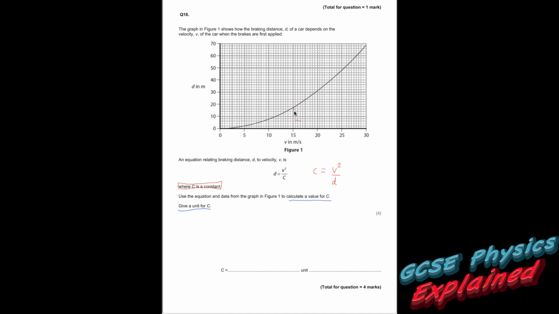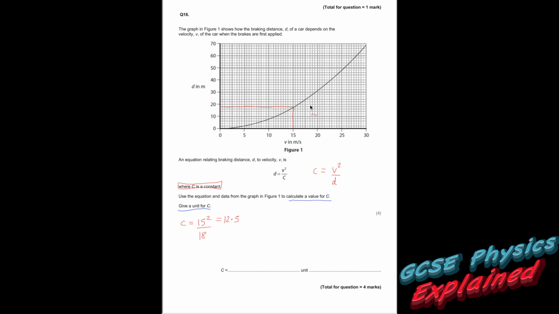Right, we'll take it when v's 15. And I reckon d is 18. So let's see what happens when we do that. So c equals 15 squared, that's our v, and we'll divide it by 18. Right, that comes out as 12.5.